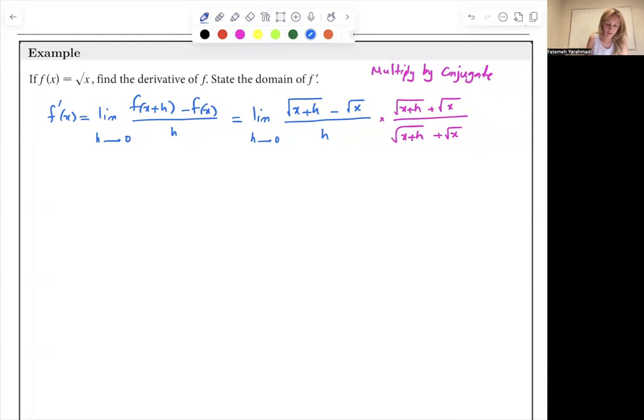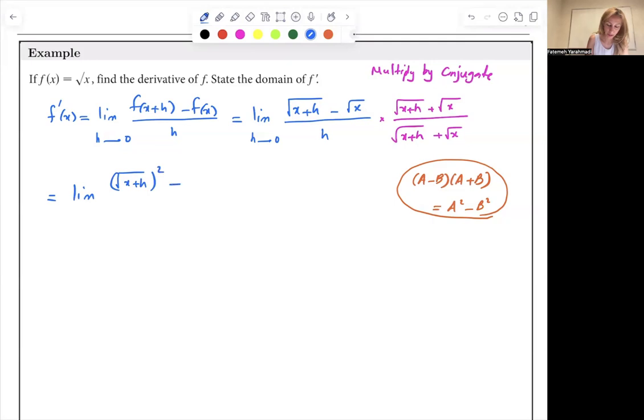And let us simplify this further. The derivative is the limit of, on the numerator, as you remember, the product of a minus b and a plus b, which is going to be the difference between squares. This is going to be your numerator. So we get square root of x plus h to the power 2 minus square root of x raised to 2, divided by h times square root of x plus h plus square root of x, as h goes to 0.